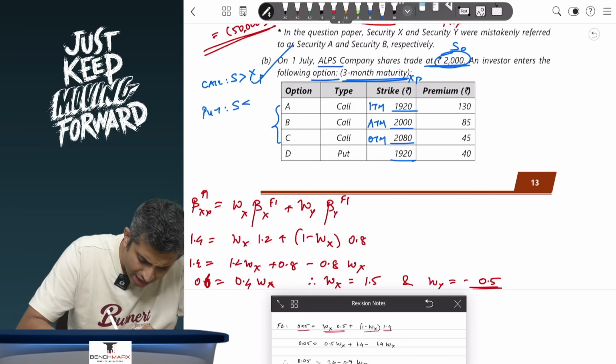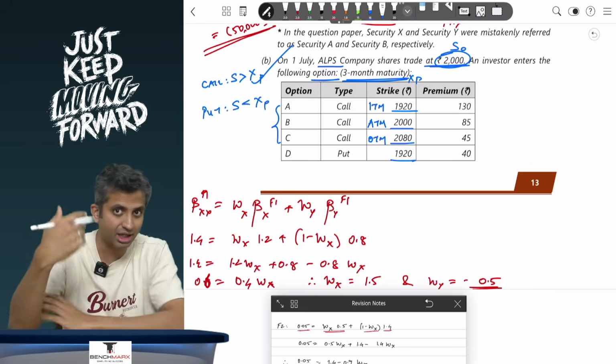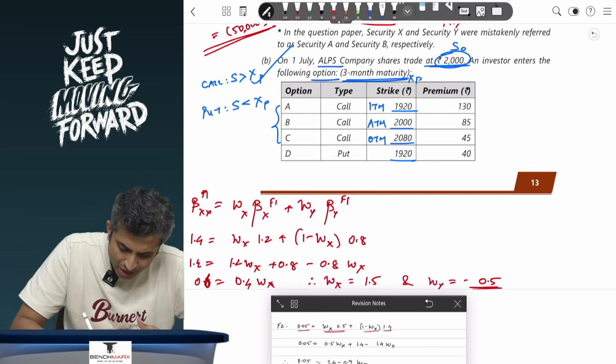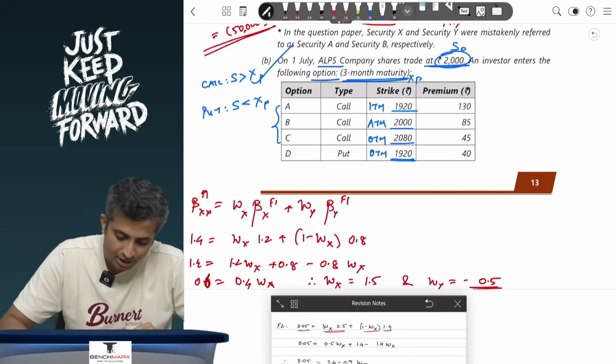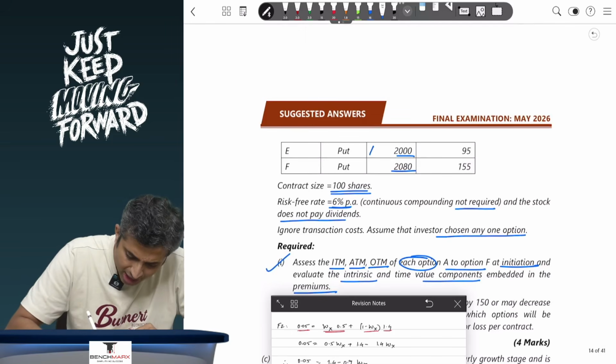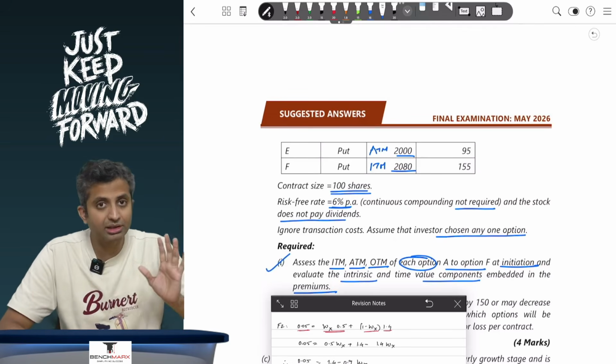Now, when you look at the put on the other side, when will the put be exercised? When the spot is less than the exercise price. You would love to sell at the higher price. So when the exercise price is higher, that is when the put will be exercised. So if I have a chance to sell at 1920, I will say no, I will not sell. I might as well sell in the market at 2000. So this is out of the money. At 2000, this is at the money, but at 2080, I would love to sell at 2080, and hence this is an in the money product.